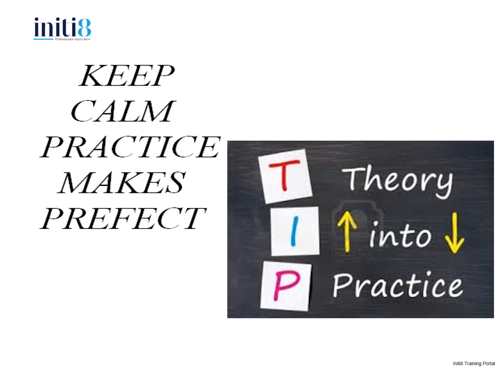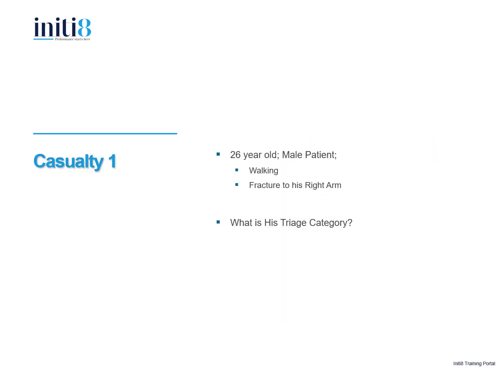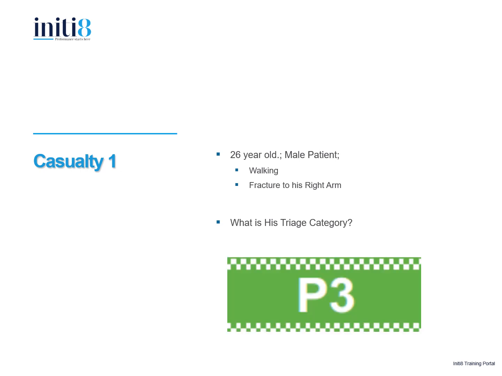In the following slides we'll do a little test to see how we are progressing. Casualty 1 is a 26-year-old male patient who's walking with a fracture to his right arm. What is this patient's triage category? Yes, this patient is priority 3, delayed, P3, green.